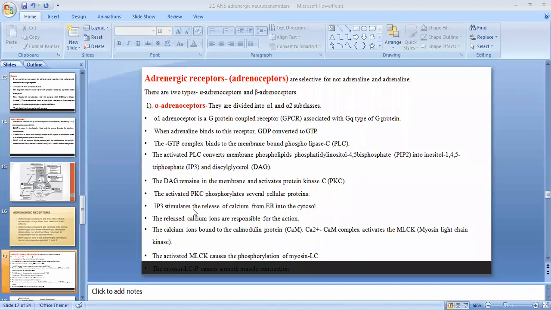This inositol triphosphate stimulates the release of calcium from the endoplasmic reticulum into the cytosol, and the release of calcium is responsible for the action, that is, the further release of neurotransmitter. The calcium ion binds to the calmodulin protein, which activates MLCK, myosin light chain kinase, causing phosphorylation of myosin light chain.